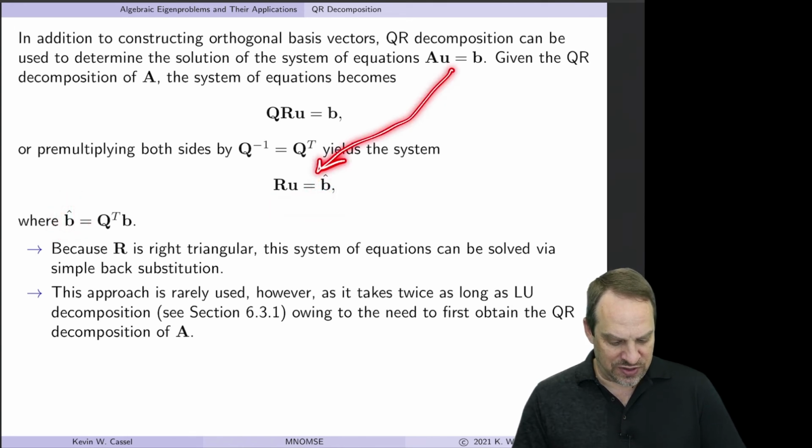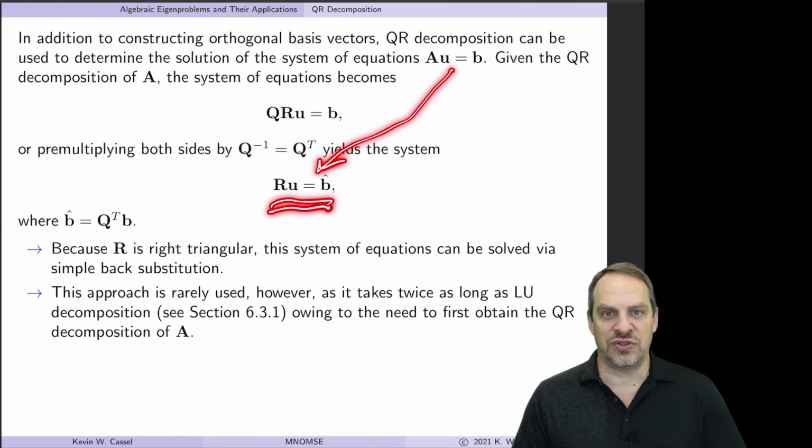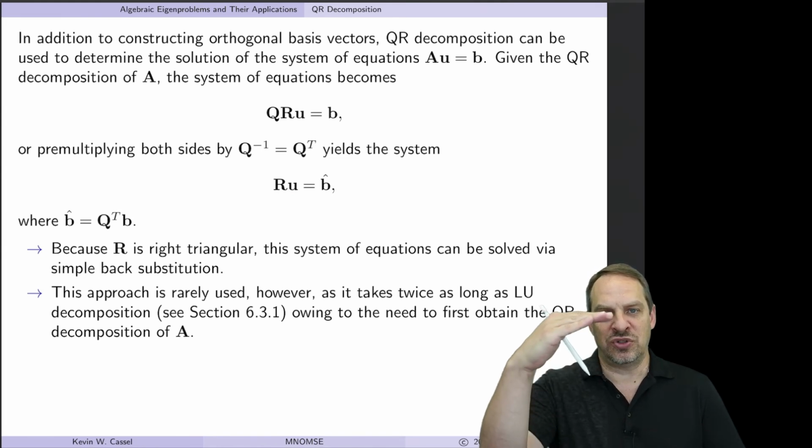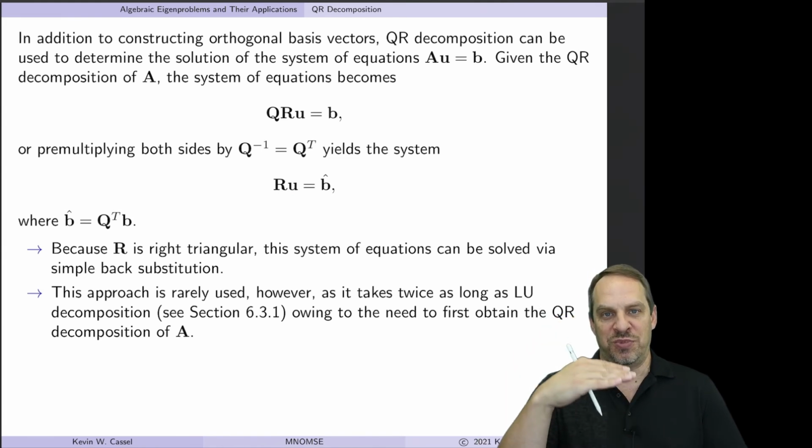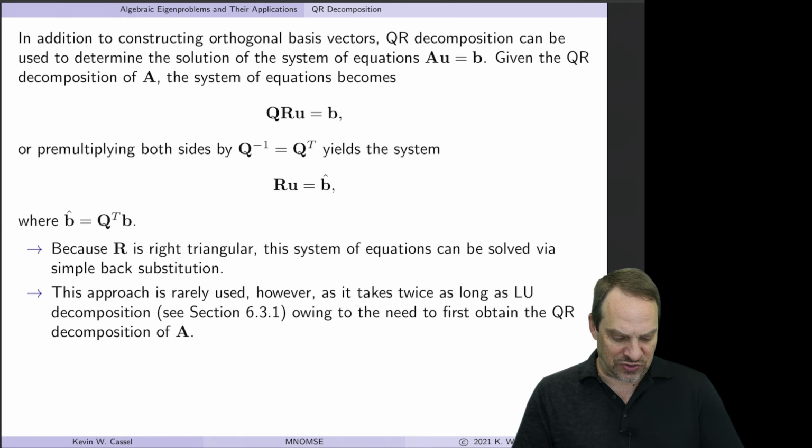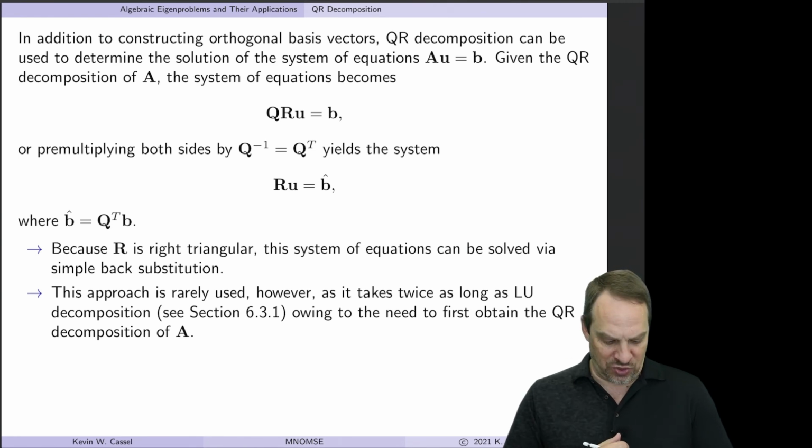Now the point here is that this form of the system of equations is much easier to solve because R is now a right triangular matrix. So you can use back substitution to get the solution of the nth equation, then the n minus first equation, and minus second equation. So you use back substitution in that way, given this triangular matrix, to solve for the solution U that you're looking for. It turns out that this is not a very efficient method. The LU decomposition that we'll discuss in chapter 6 is actually twice as fast. And the reason for that is you actually have to do the QR decomposition, of course, before you can implement this method here. So that's quite computationally intensive, and so we don't actually use it to solve systems of equations.